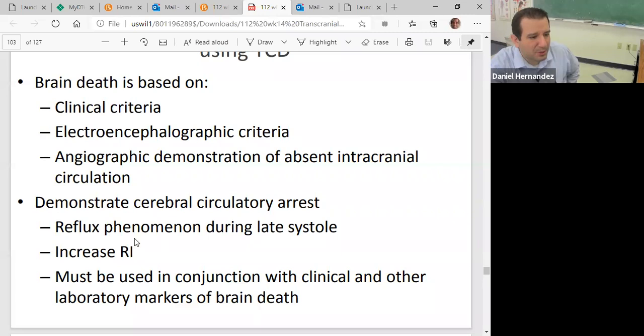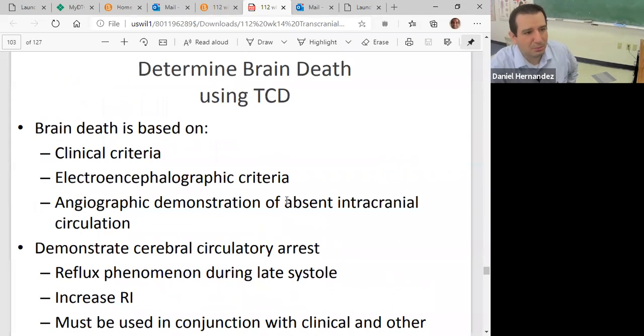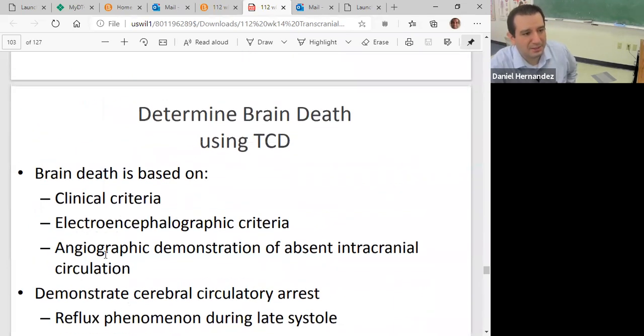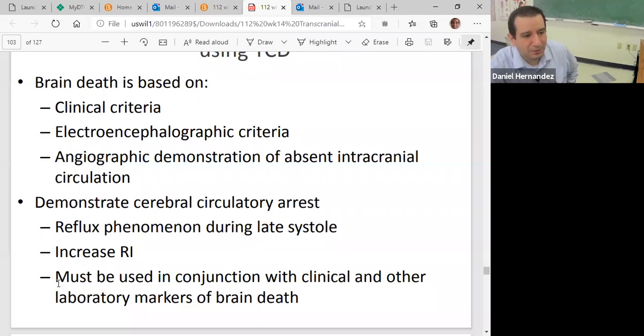And all these factors must be used in conjunction with other clinical and laboratory markers of brain death. So we can't just go based on one test to determine brain death. We have to put it all together along with the patient's clinical factors and laboratory markers.